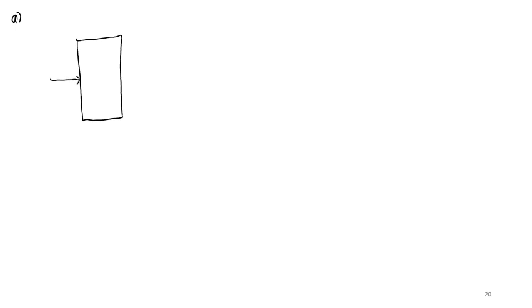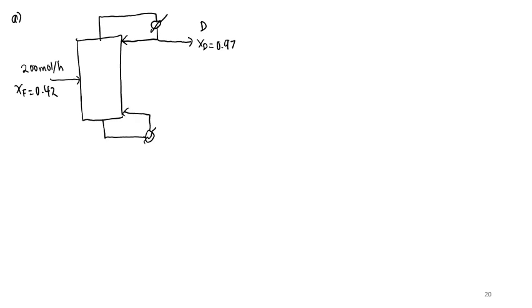So you have a feed of 200 mol per hour and the feed composition is 0.42. Then you have a product, the distillate, with given xd is 0.97, and you have this is your reboiler, then your bottom product, and xb is given 0.011. R is given as 2.5 and E of M is 0.55.